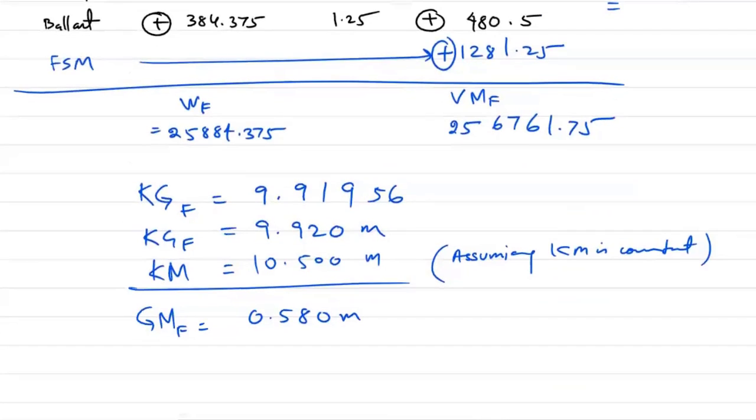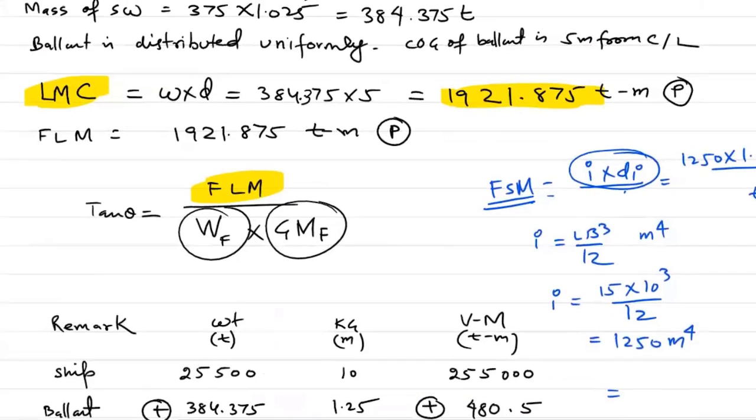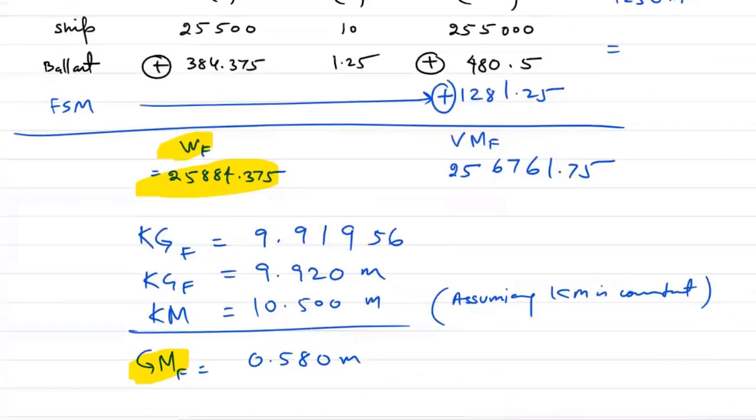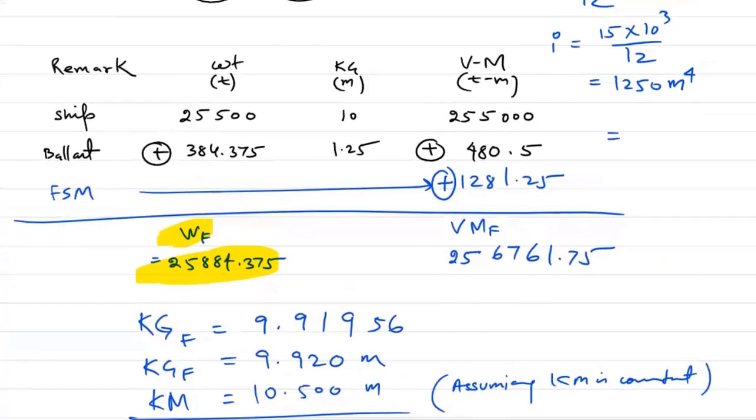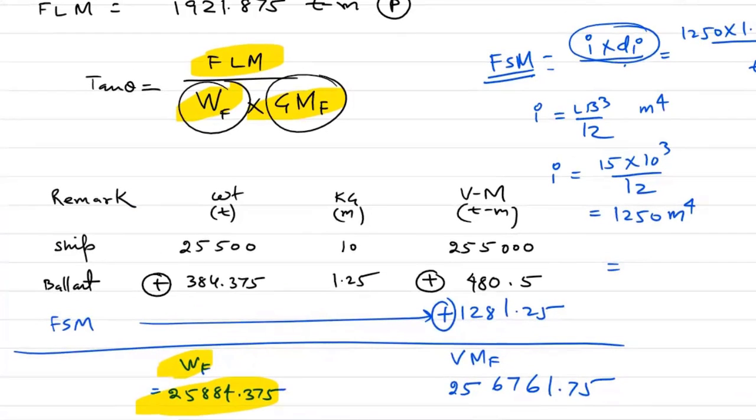You have this. You have FLM also, you have already calculated FLM. So you can easily compute, and the value you will get is tan theta, the ratio. Then theta is equal to tan inverse.